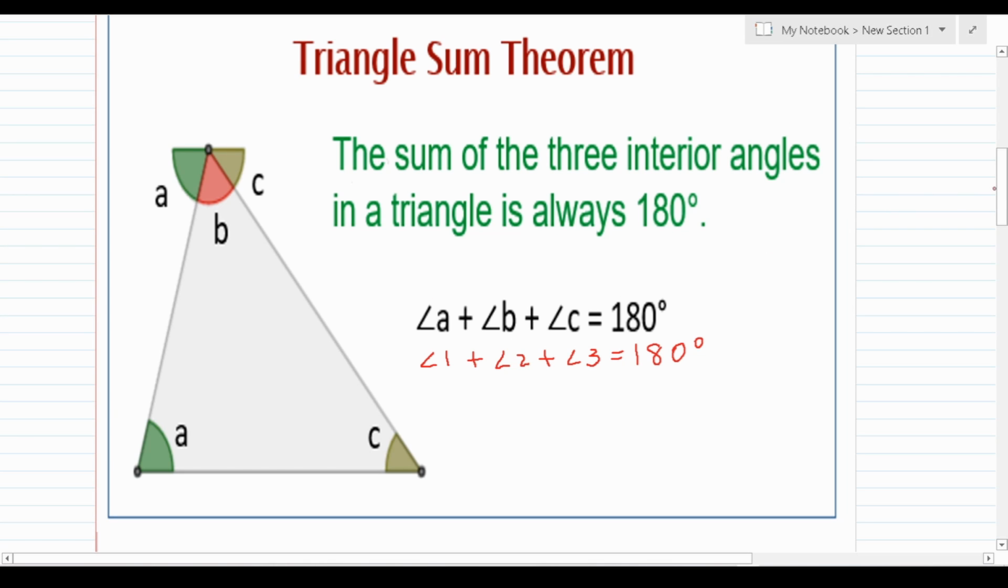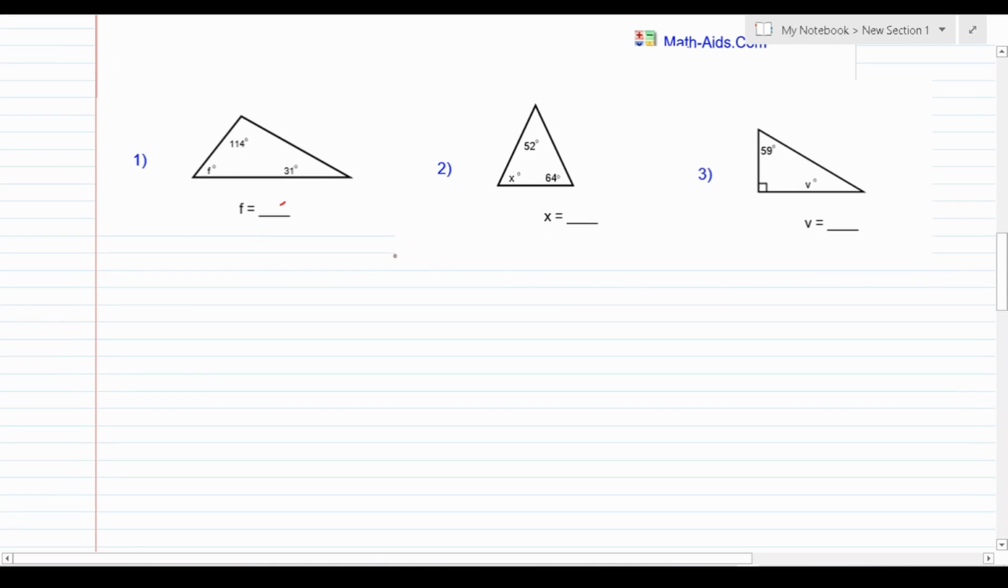Using this information, let's do some practice problems. I'm going to do the first one to show you how it's done, and then once we get to number 2 and 3, I recommend you pause the video, make an effort to work these out on your own, and then see if you and I came up with the same answers in the same way. So for this one, we have to find out what the measure of angle F is.